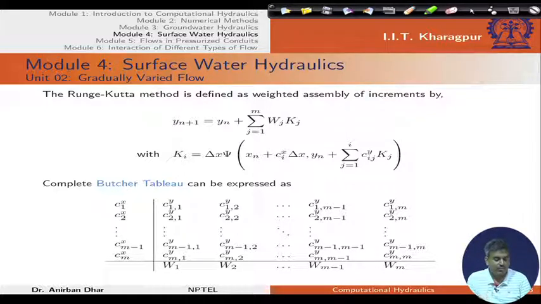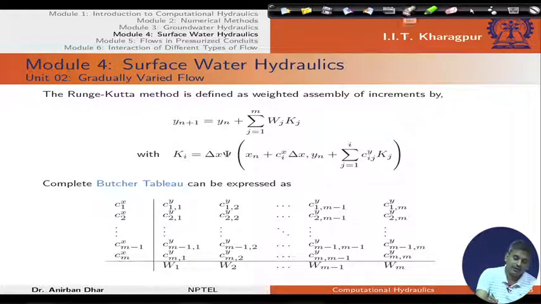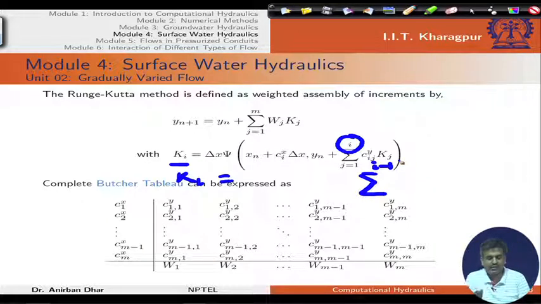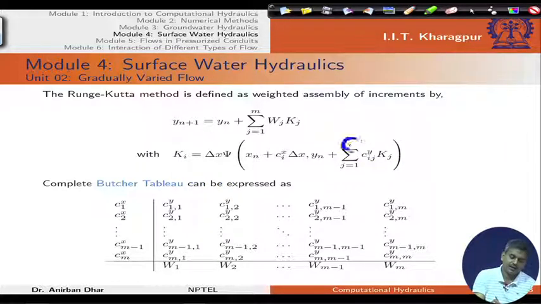For the implicit one we need this Butcher tableau. In this case Ki is dependent on the K values up to i. In the explicit case Ki should be up to the summation i minus 1, which is again a known one, but in this case it is unknown because we are utilizing i as the index or maximum value.